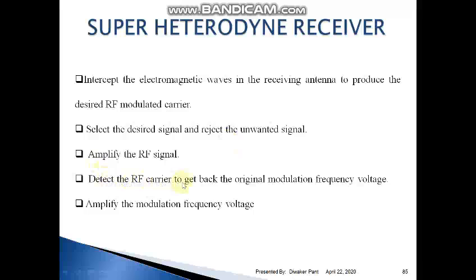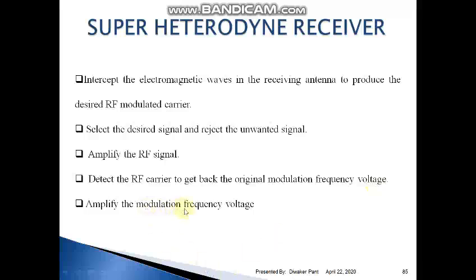Detect the radio frequency carrier to get back the original modulating or modulation frequency voltage. As we know, we have a modulating signal, then we modulate that signal with the help of a carrier, and that signal is known as a modulated signal. Then when at the receiver side we receive that modulated signal, our aim is to get back our message signal or modulating signal. So that is also a function of a receiver.